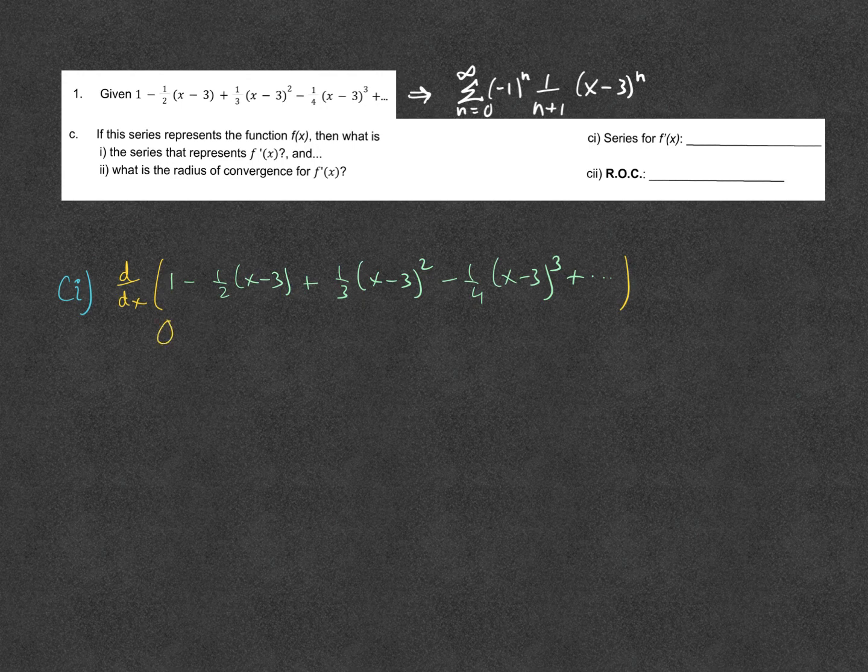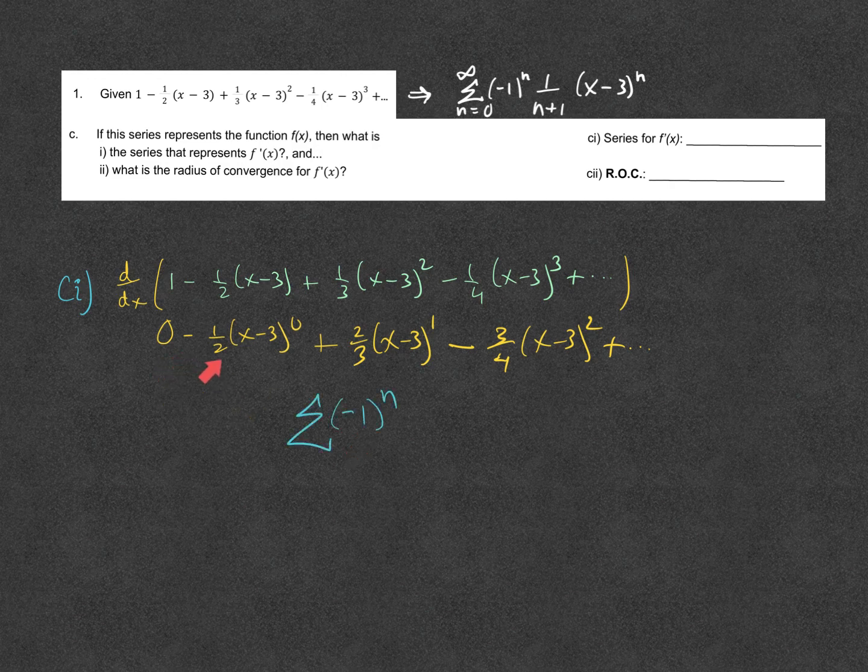The derivative of 1 is 0, and then we have the power rule, 1 times 1/2 times negative 1/2 times (x minus 3) to the 0, or just minus 1/2. And then the derivative of this term, 2 times 1/3 times (x minus 3) to the 1 power. And then 3 times 1/4 times (x minus 3) to the 2nd power, etc. Alright, so it's definitely alternating. Minus, plus, minus, plus. This will take care of that.